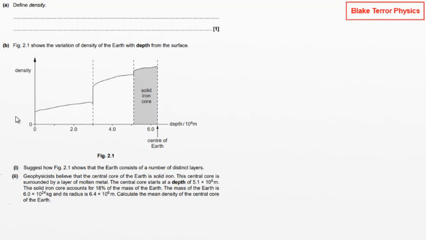All right, hello, we got some more forces questions. We're starting here with a definition of density. So it's the mass of an object divided by its volume. So a simple 1 mark definition thing. You should always be picking up the marks for those.